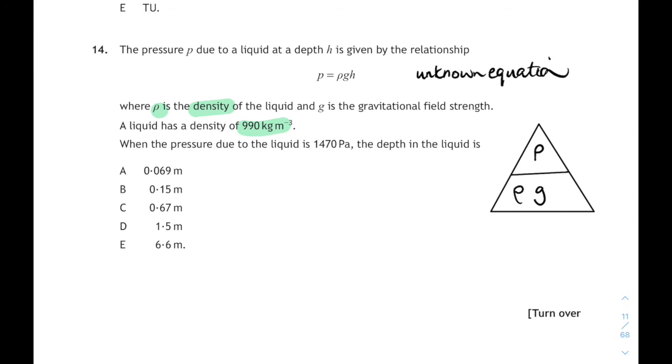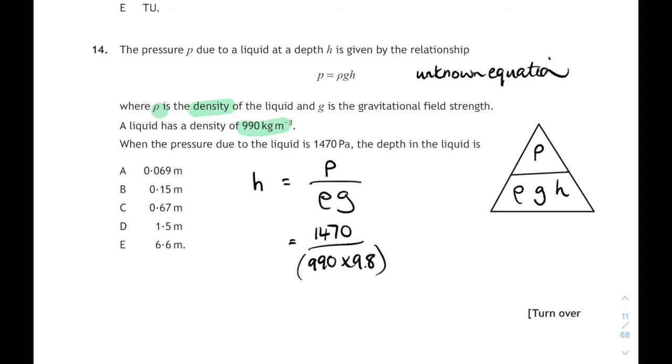So let's put this equation in a triangle and then rearrange it to work out what h is. So h will be equal to P over that kind of curly ρ symbol times g. So the pressure was 1470 divided by, and I would put this in brackets, the density, 990 times g, which is 9.8. And if you do that on your calculator, you're going to get an answer of 0.15 meters.